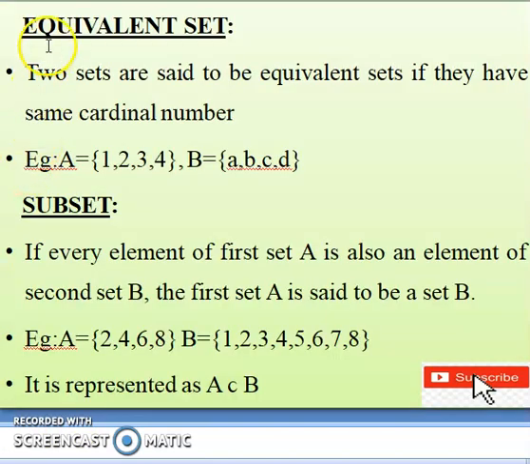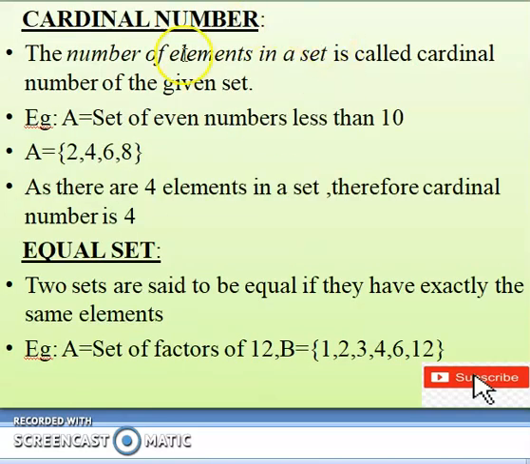Now the next set is equivalent set. Now what is equivalent set? Two sets are said to be equivalent if they have the same cardinal number. So for that we need to know what we mean by cardinal number. Cardinal number means the number of elements in a set.